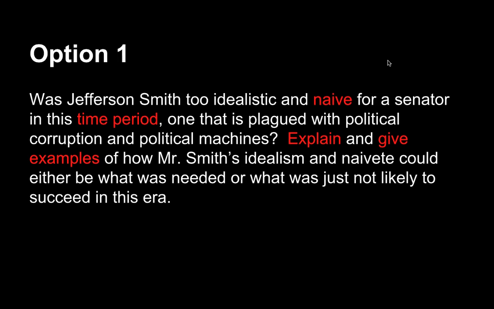The second thing you need to pay attention to in this particular prompt is the time period. When you respond to a prompt, you need to respond to all of the prompt. When it's asking you about the time period, it's not asking you about this time period. It's asking you about the time period in which the work was written.